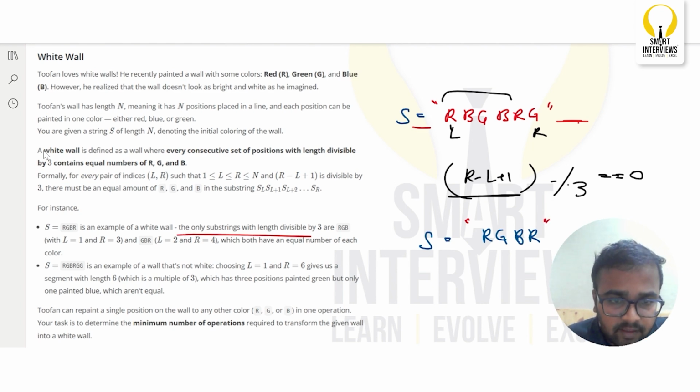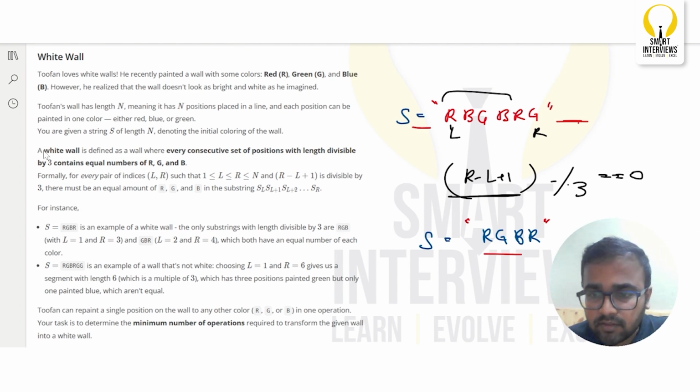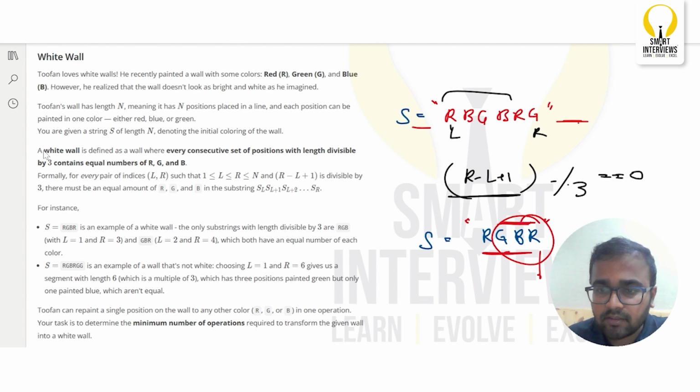The only substrings with length divisible by 3 are: what are the substrings whose length is divisible by 3? This is a substring whose length is 3. This is a substring whose length is 3. So there are only two such substrings. Now if you observe, in all the substrings, the number of R is 1, G is 1, B is 1, equal. Here also the number of R's is 1, B is 1 and G is 1. So that's why this is considered a white wall.